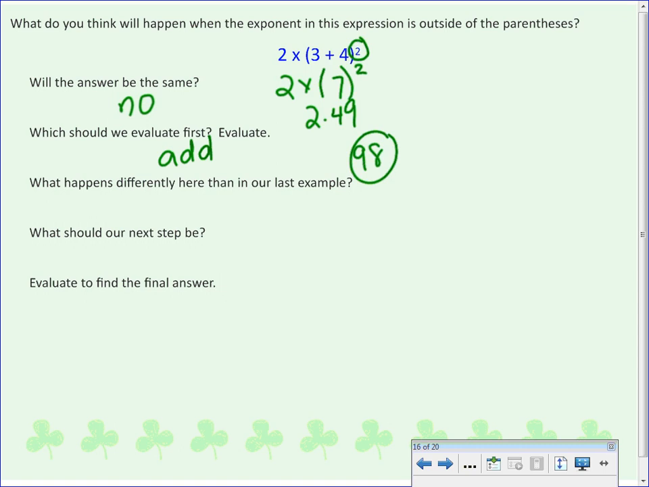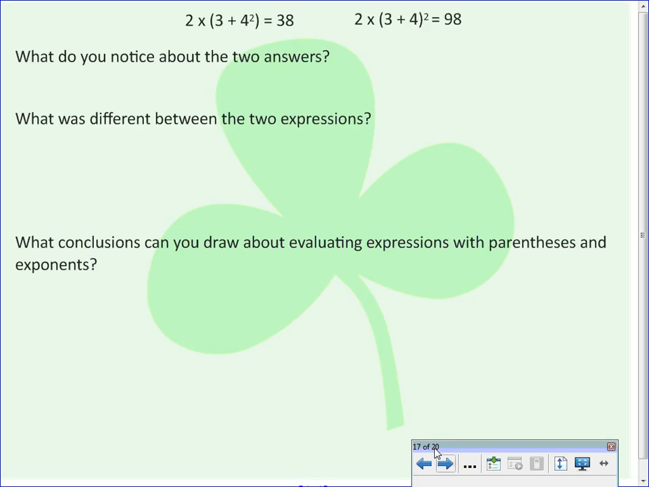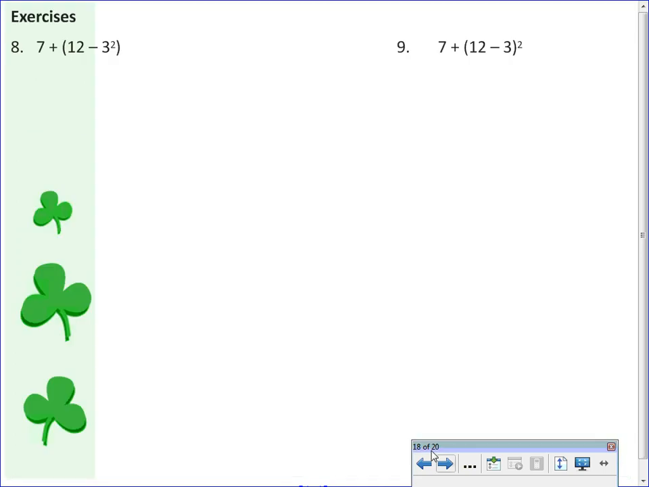So it makes a difference if the exponent is inside the parentheses or outside the parentheses. Here, it was inside, squaring only the 4. Here, it's outside, squaring the sum of two numbers. Okay, so do you see why order is important? Because it could totally change our answer. So go ahead and try 8 and 9. They look very similar, but they're different.